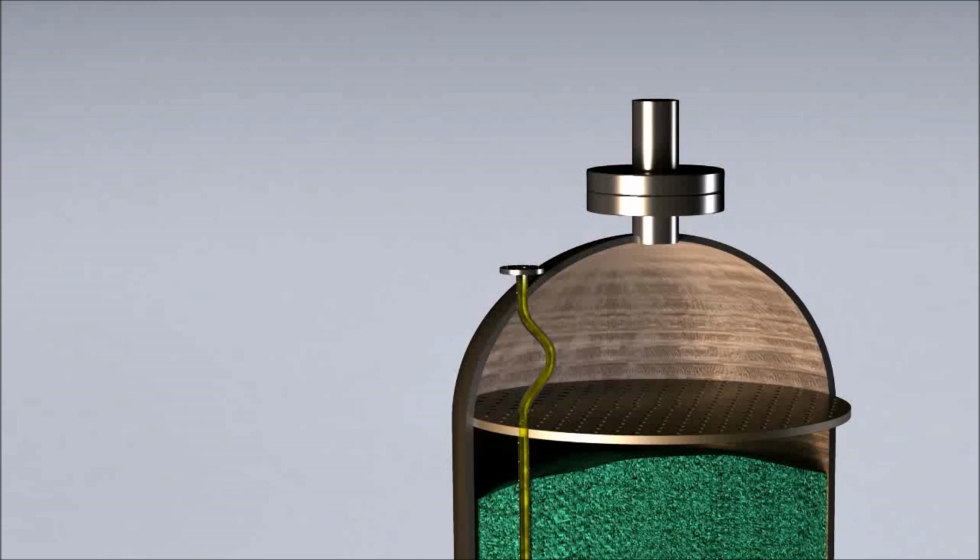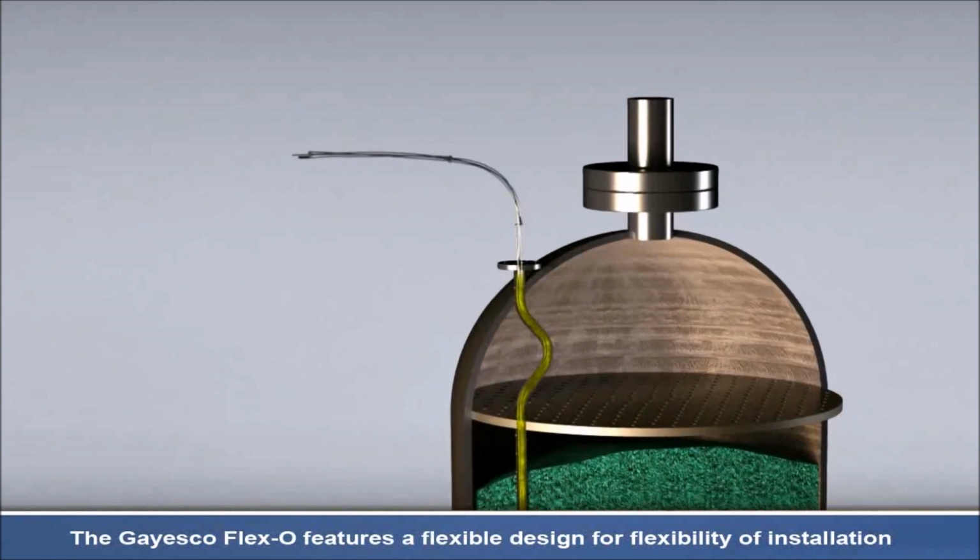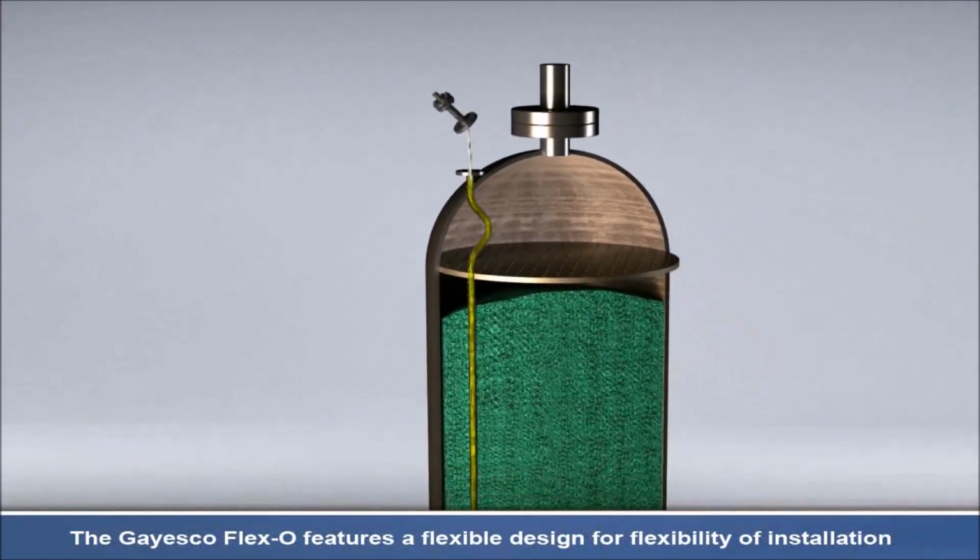The Gaesco Flexo is made using a cable design with a flexible center guide pipe that allows it to be easily coiled and provides flexibility for installation. Notice that the flexible Gaesco Flexo design can be installed without effort around the bends that were created by the thermal expansion issues.